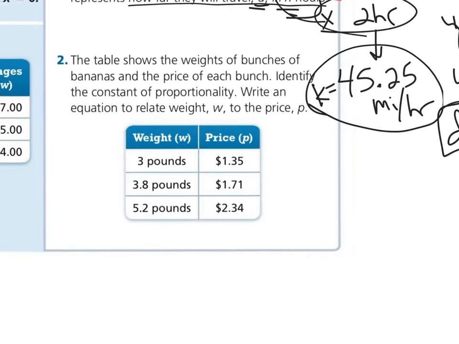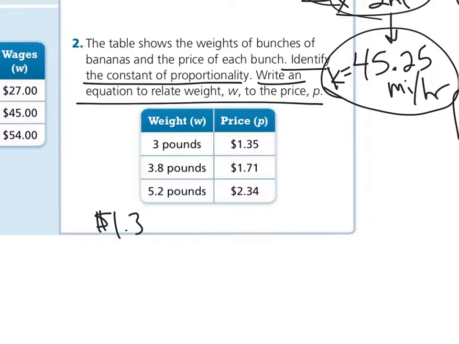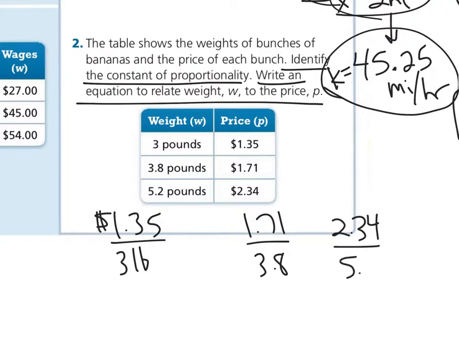And if we look at number 2, the table shows the weights of bunches of bananas and the price of each bunch. Identify the constant of proportionality, and then write an equation to relate weight W to price P. So again, they're using different variables with us. Like we talked about before, usually if money's involved, we're going to take the money divided by the other thing. So price per pound is what we're going to find here. And they basically told us that this was proportional, so these all should come out to be the same.